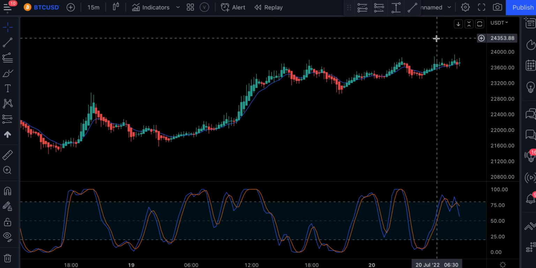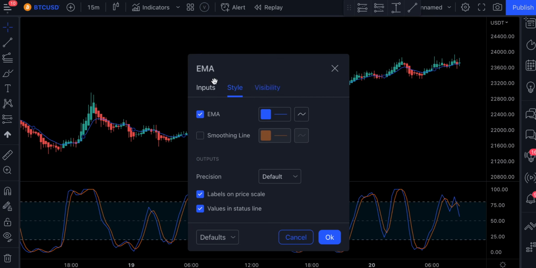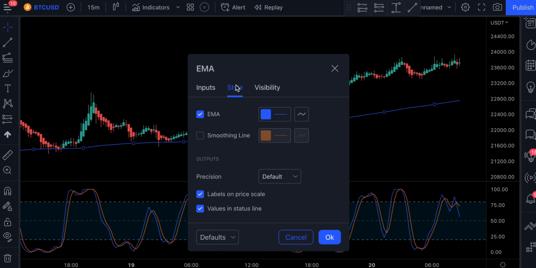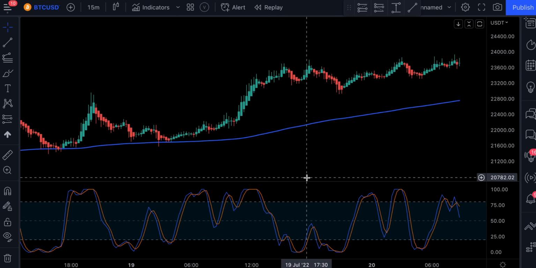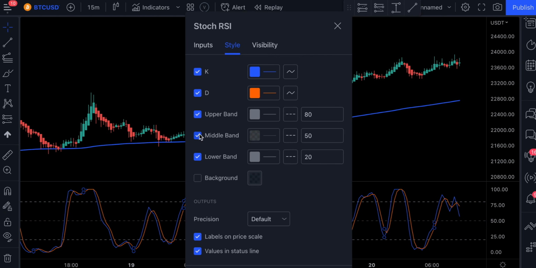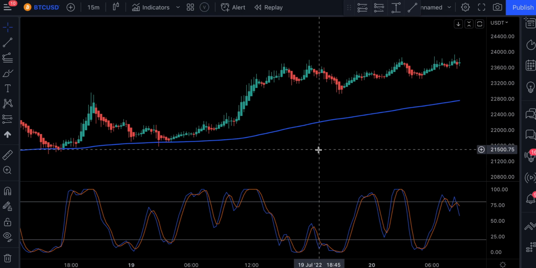Now we need to adjust the length for this moving average. So let's change it from 9 to 200. Also, let's make it a bit thicker. The second step will be to make some adjustments to the Stochastic RSI. So in the style section, let's first remove the background and the middle band. Also, let's change the bands from dashed to a regular line. Okay, the strategy is ready.